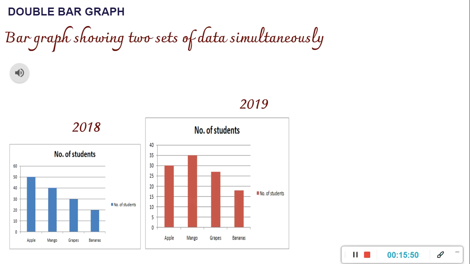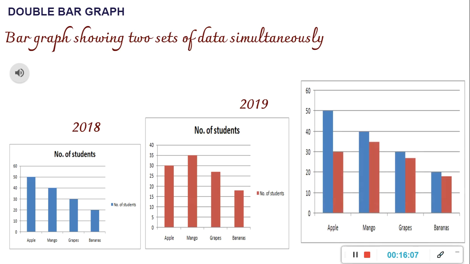The moment we talk about comparative analysis of two sets of data, we will have to represent those two sets of data in the same graph. Only then can we compare them, isn't it? Only then will it be a comparison for apple, right? So that is why we use a double bar graph, and it looks something like this. Here also we draw the same x and y axis, but instead of one bar, you have two bars. The bar in blue color is for 2018, and the other bar in red color is for 2019.